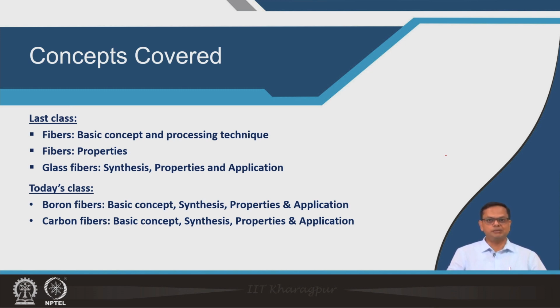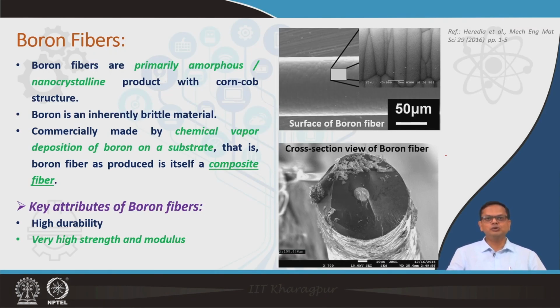So, let us start talking about boron fiber. If you look at this particular microstructure, what you see here is basically a concave structure, and the boron grains are either amorphous or nanocrystalline in nature. An interesting point here is that boron fiber is basically produced by chemical vapor deposition. That means you need a substrate on which this boron material could be deposited.